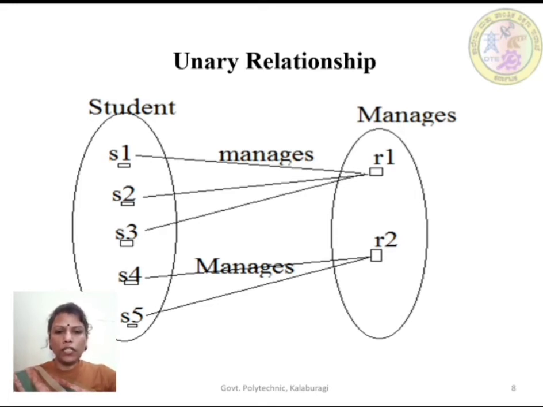That means in a unary relationship, only one entity type participates in a relationship type. S1 is associated with the same entity type, S2 and S3, and S4 is associated with the same entity type, S5. This is called a unary relationship type.